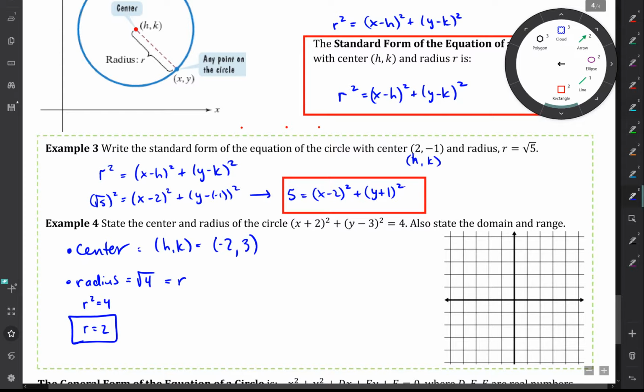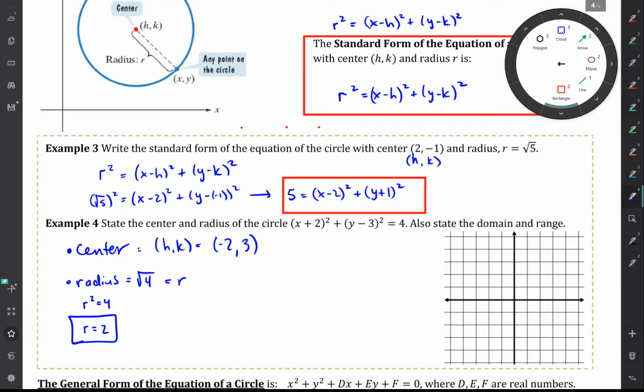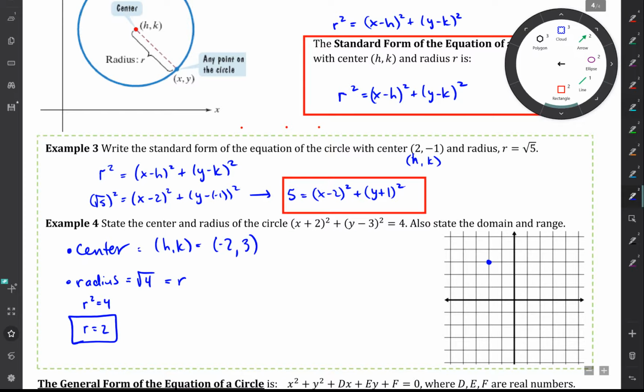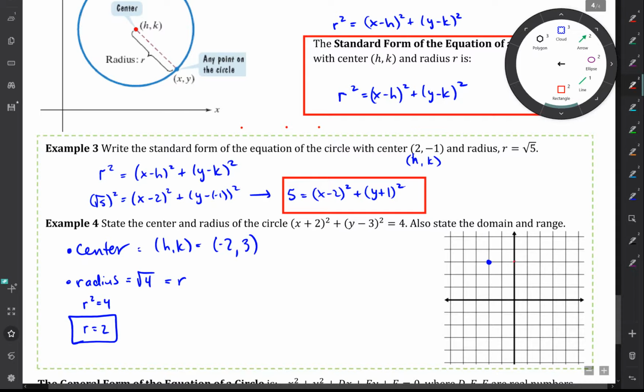Okay, so now we have our radius is 2, our center is (-2, 3), and so now we can draw this circle. So here's the point (-2, 3), and we're looking for the circle that is all points that are distance 2 away from that. So that'll go through these points right here. And so I'll do my best to draw a circle. It's going to look something like that.